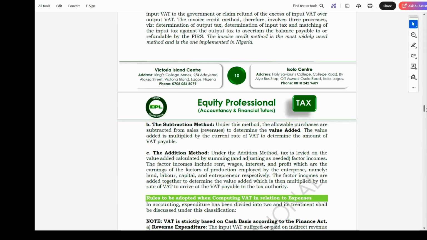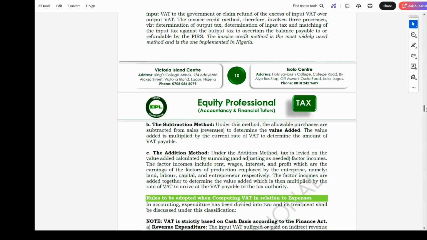By looking at the total sales minus the total purchases. So your sales minus purchases will give you the value added. Under this process, you are not looking at whether input VAT or output VAT. You are looking at the entire sales. You look at the total sales made by the agent minus the total purchase on which VAT has been paid. The difference between the sales and the purchases will give you value added.